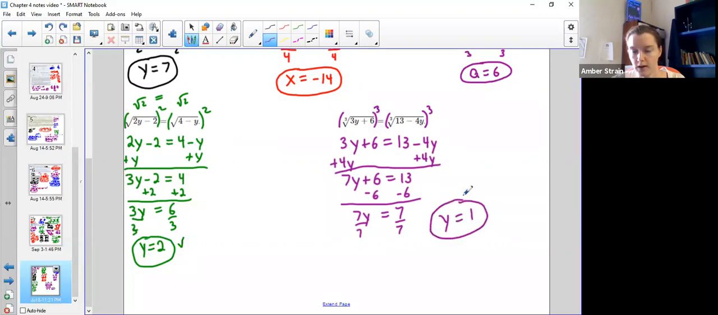And just for extra carefulness, let's go double check. 3 times 1 is 3, plus 6 is 9, so we end up with the cube root of 9. Don't worry, I don't even have to know what that is, as long as it matches over here. 4 times 1 is 4, 13 minus 4 is the same 9. So the answer is not the cube root of 9. The answer of 1 is confirmed because this side equals this side.